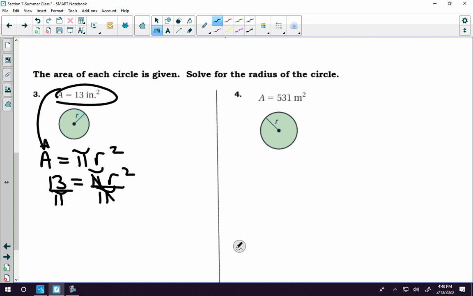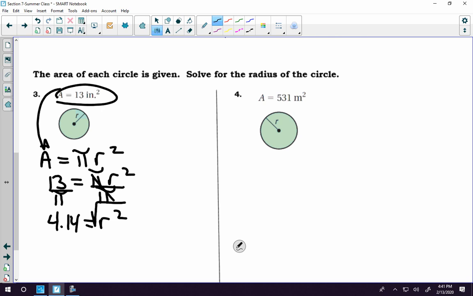Okay, so 13 divided by pi, which is basically 13 divided by 3.14 approximately, or you can use a calculator and type in 13 divided by pi, or 13 divided by 3.14. I'll go ahead and do 13 divided by 3.14, and we'll get approximately 4.14. So we get 4.14 equals the radius squared.